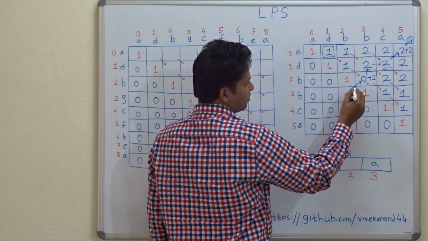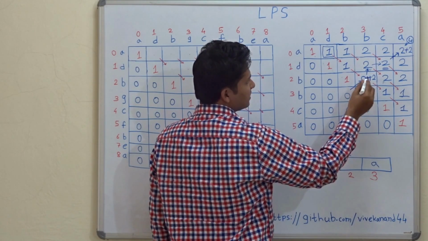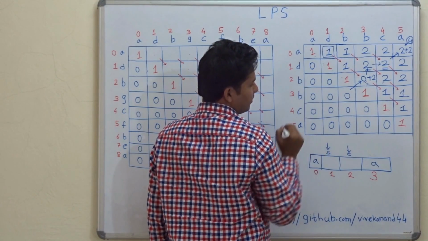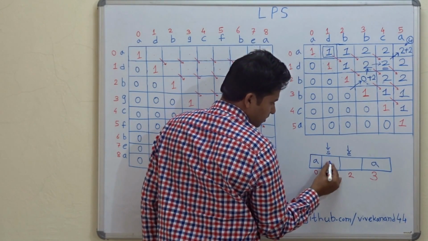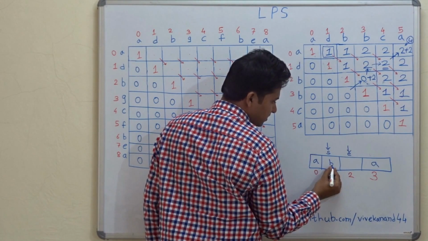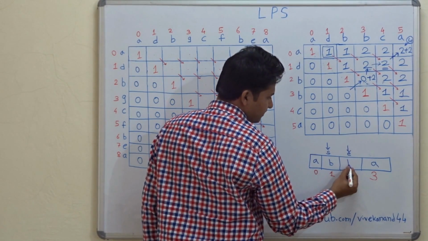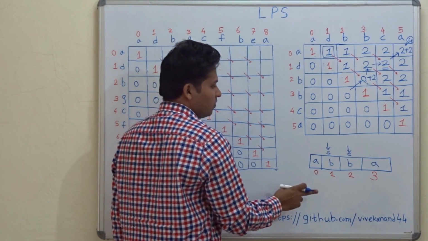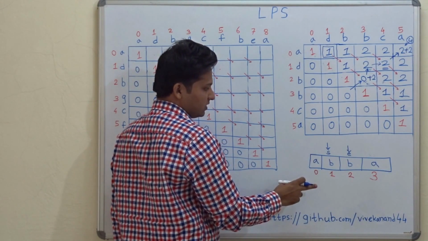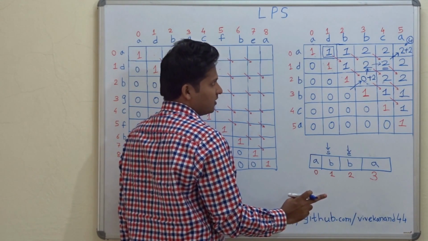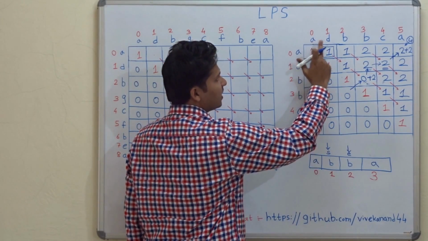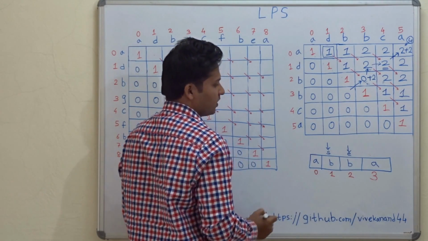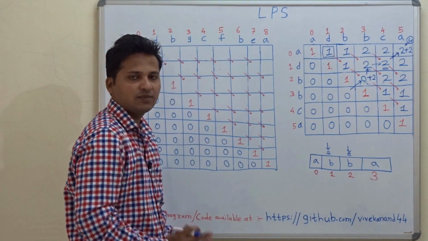As there is a diagonal arrow which is pointing in this cell, so we have to take these characters, that is B and B. So we will write one B at the start and another B at the end. So this is how we find out the subsequence, the palindromic subsequence. So the palindromic subsequence in the string ADBBCA is ABBA. So this is how we find the subsequence.